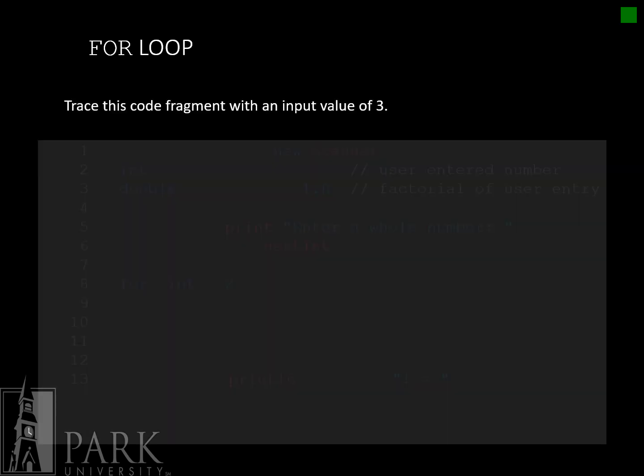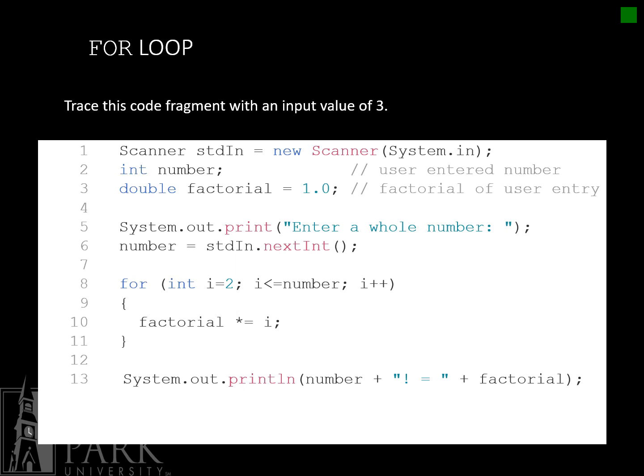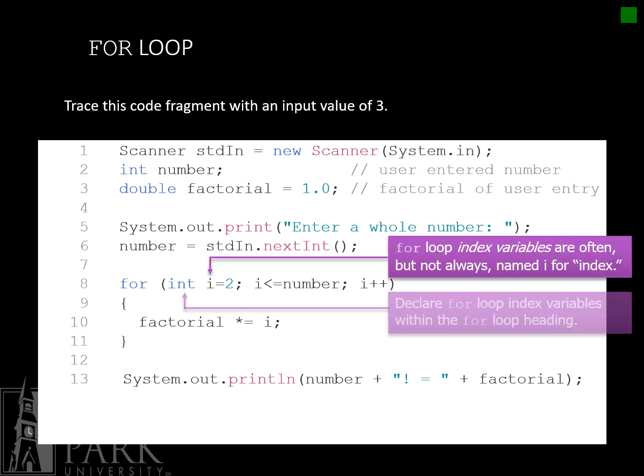Let's go ahead and trace some code so you can get some practice. Take a look at the following code, create a trace sheet, and assume that the input value is 3. As a side note, we often use the variable i inside of for loops, because i is short for index. We also declare a variable in the for loop heading, so we know that it is for the sole purpose of the index variable. So go ahead, trace the program, and I'll wait, but you should probably pause the video.